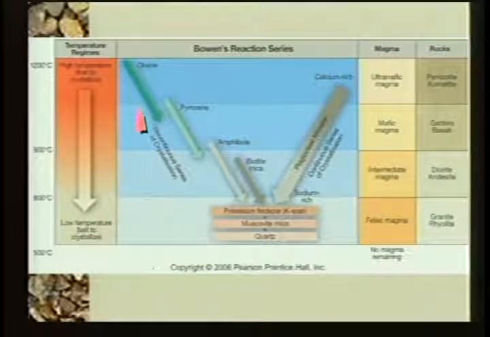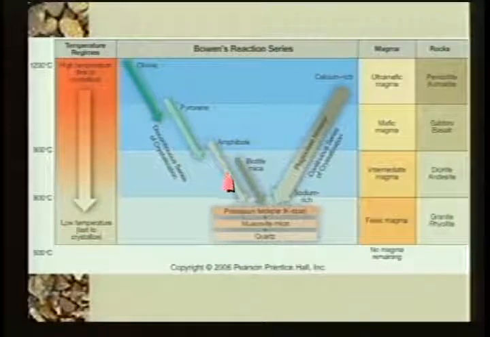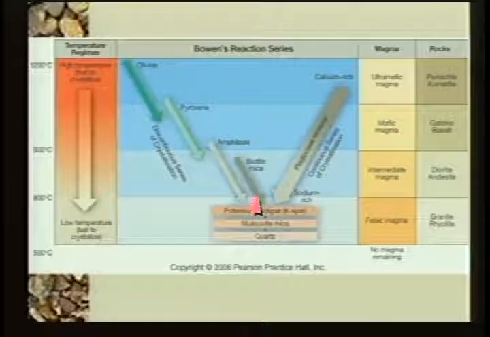Note that on the left side of the diagram, we have order of crystallization in a discontinuous series. In other words, as the magma cools, we see the formation of olivine. Olivine crystals come out of the melt. Then the olivine crystals will start to react with the melt, and we will start forming pyroxenes. Pyroxenes will react with the melt, and now we'll form amphiboles, and then the next step would be biotite micas.